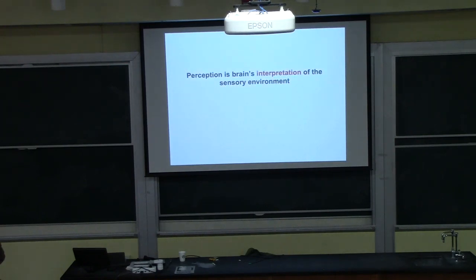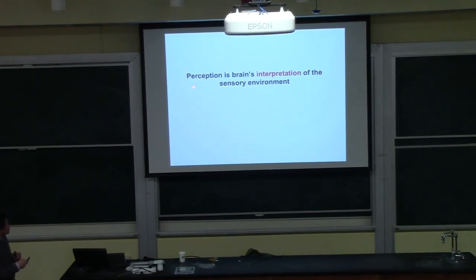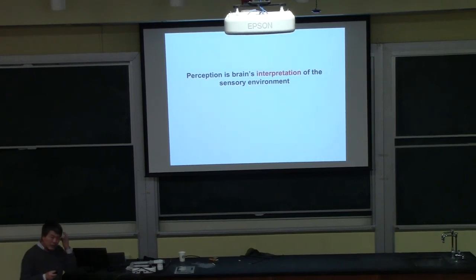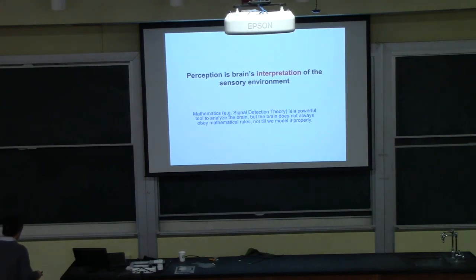Now, after telling you all of this, what I've told you until now is that in terms of sensory detection and discrimination, there's a nice mathematics, detection theory. But I also should tell you, perception is the brain's interpretation of the sensory environment. It's very important for you to understand that what our brain says here is not exactly controlled by mathematics. Here's an example. Mathematics, no matter how beautiful, does not always obey the brain. The brain does not always obey your model.